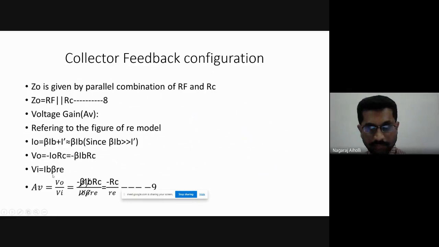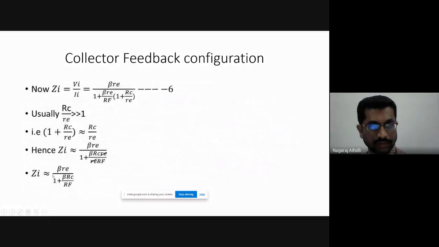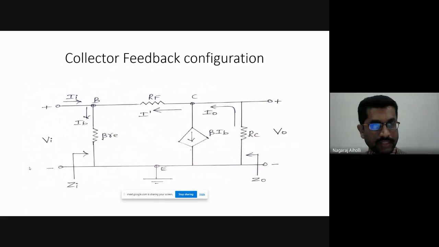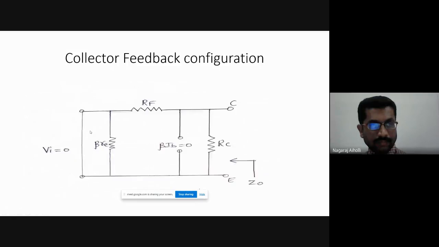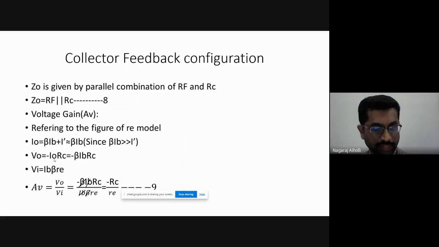We know that Vi is IB into beta RE, the input voltage. Come back to the RE model: the input side is across it, in parallel, so Vi is IB into beta RE. Now substitute this V0 and Vi equation in the gain equation. AV is V0 by Vi, that is minus beta IB RC divided by IB beta RE. IB cancels, beta cancels. Therefore, the gain equation is simply minus RC by RE.